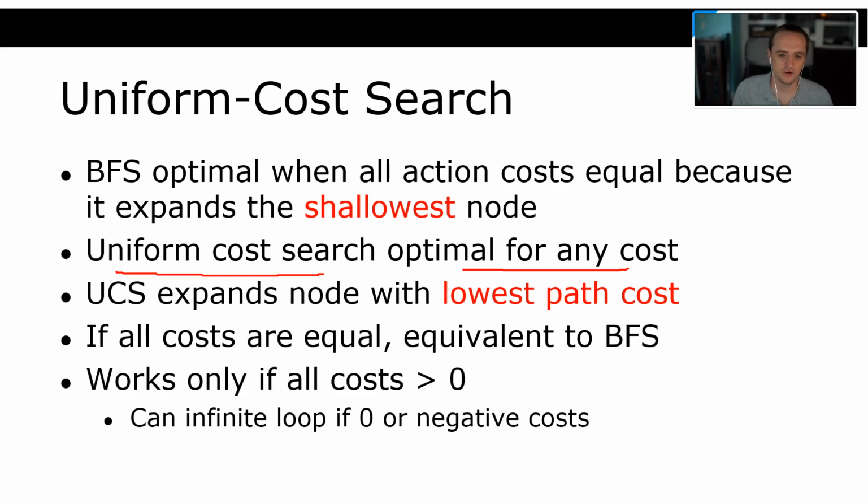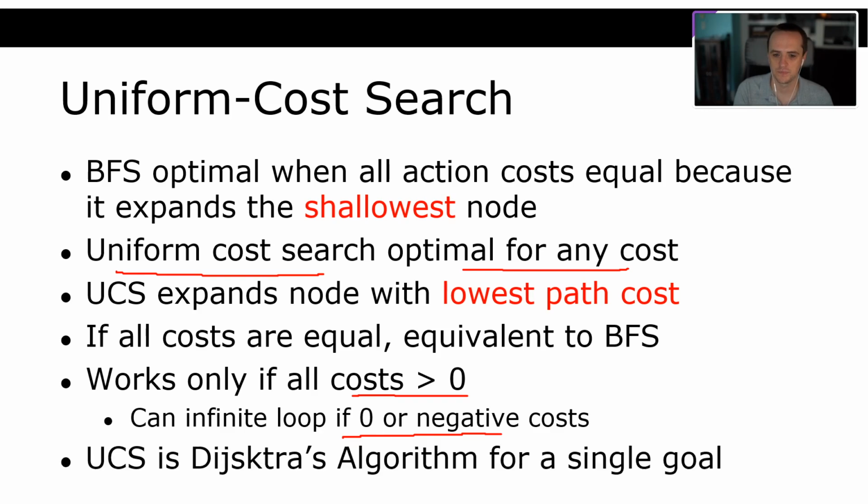But it works only if all costs are greater than 0, and this is true of all these algorithms because we have infinite loops if we have 0 or negative costs, etc. And for a single goal, uniform cost search is actually equivalent to Dijkstra's algorithm. So this is really, really cool.